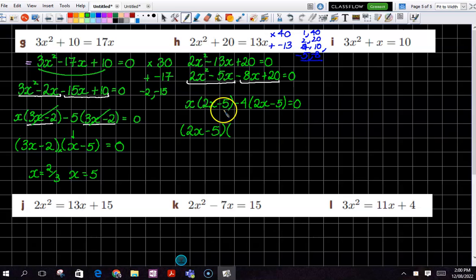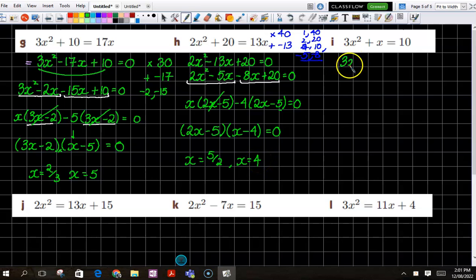Right, when I pull it out from this first term, I'm left with x, and when I pull it out from this term, I'm left with minus 4 equals 0. So now we're going to solve. So x equals 5 over 2, and x equals 4.